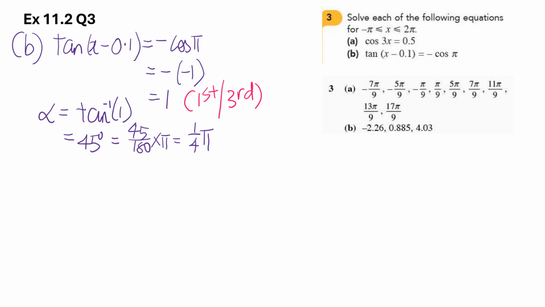Leave it in terms of pi. Okay, so it's 1/4 pi. You don't use a calculator and then take 1/4 times the calculator pi, don't do that. You just leave it in terms of pi. This is what it means.